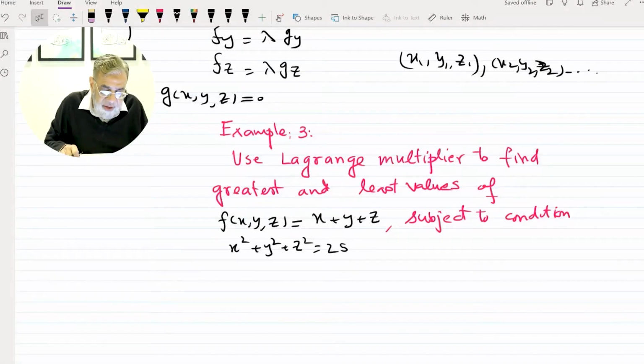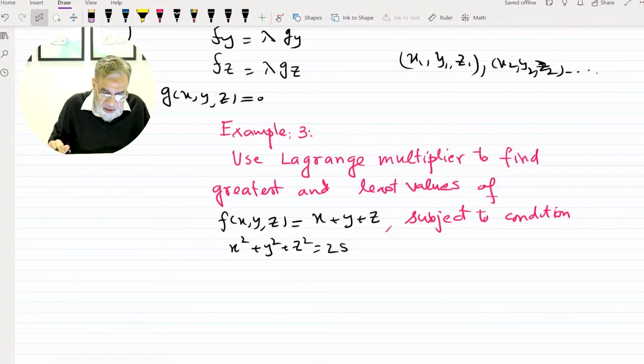With the example, we want to use the Lagrange multiplier to find the greatest and least value of the function f(x, y, z) equal to x plus y plus z, subject to the condition x squared plus y squared plus z squared equal to 25. So actually we want to find 3 values which have the maximum sum with reference to the sphere. That's the other way of saying this question: the sum of the 3 numbers which is maximum with reference to the sphere.